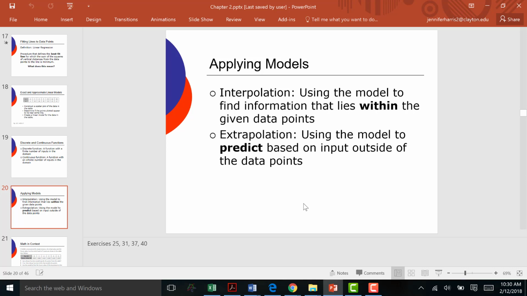And the homework is going to ask you also, if you look at the model and you look at your data points, is this considered interpolation or extrapolation? Let's see what it says. Interpolation is use the model to find information that lies within the given data points. Extrapolation means use the model to make a prediction based upon the input that's outside the data points. All right, one deals with the data inside the table, one deals with information outside the table. Interpolate means inside, extrapolate outside. You got it? Okay, so we'll go over an example of this in a second.